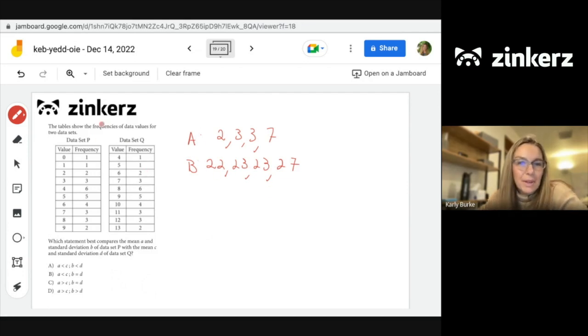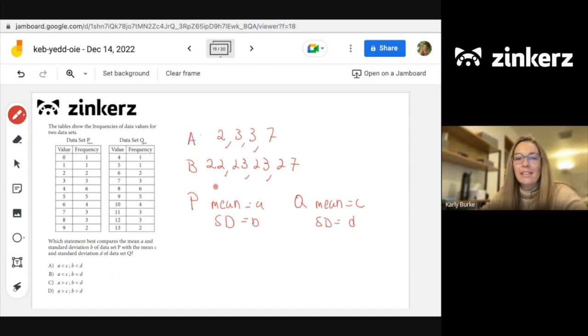So let's look at this problem here. We have frequencies of data for two data sets, P and Q. Which data set best compares the mean A and standard deviation B of data set P? So data set P has a mean of A, and the standard deviation is B. Sometimes I like to write this down to make sure I get the variables right. And data set Q has a mean of C and a standard deviation of D. So we need to compare these two.